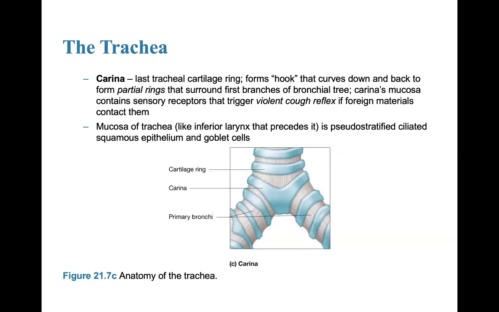Looking at the trachea, there's a structure called the carina. This is the last tracheal ring. It forms a hook that curves down and back to form partial rings that surround the first branches of the bronchial tree. The carina's mucosa contains sensory receptors that will trigger a violent cough reflex if foreign materials come in contact with them.